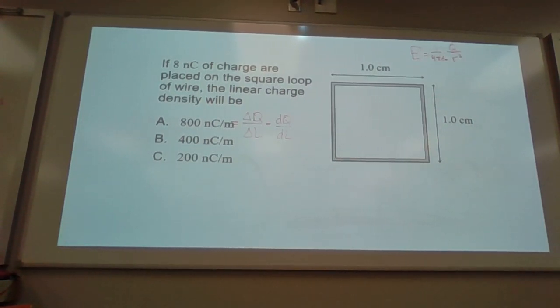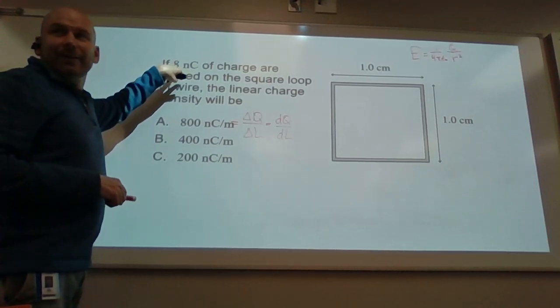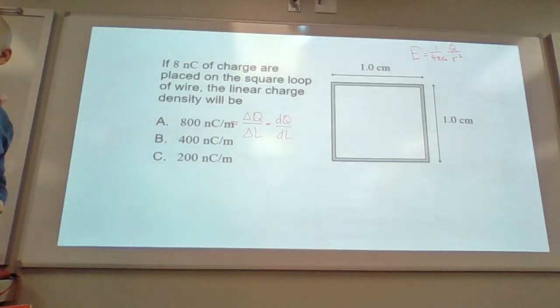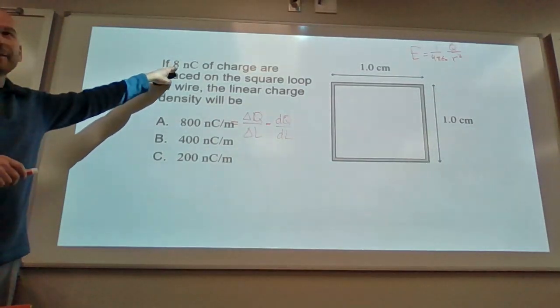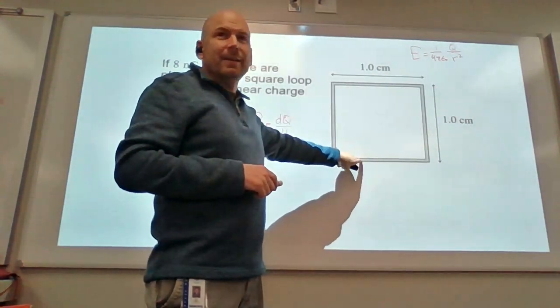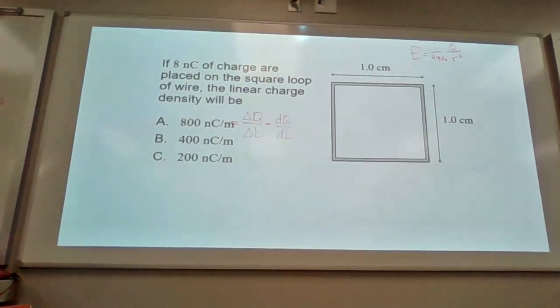8 divided by the parameter, which is 4. Everybody good with C? You have a total charge of 8 divided by the length, which is the perimeter. So this is times 10 to the negative 9th divided by times 10 to the negative 2. Okay, do that.